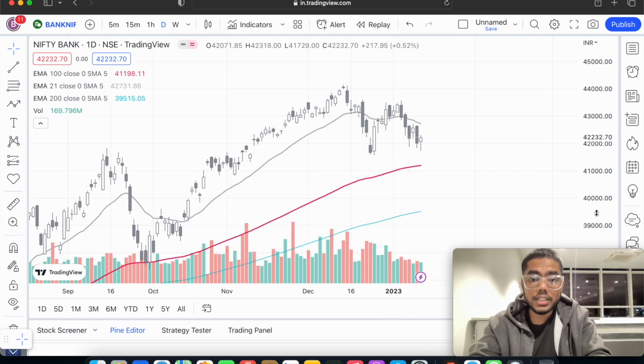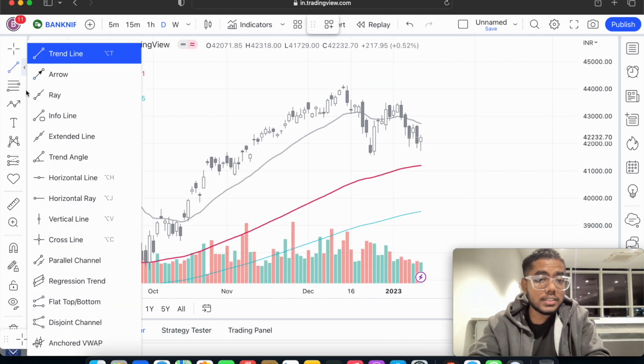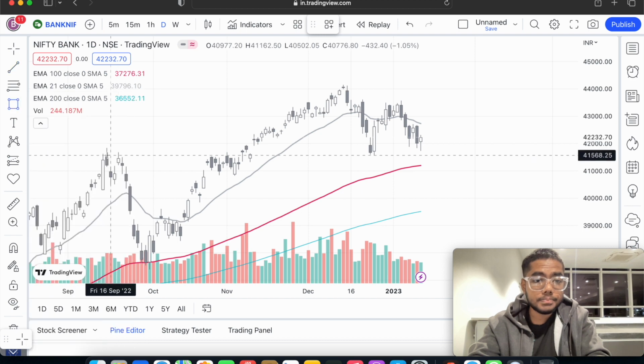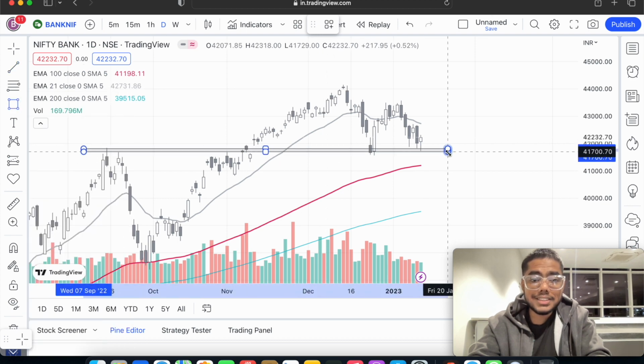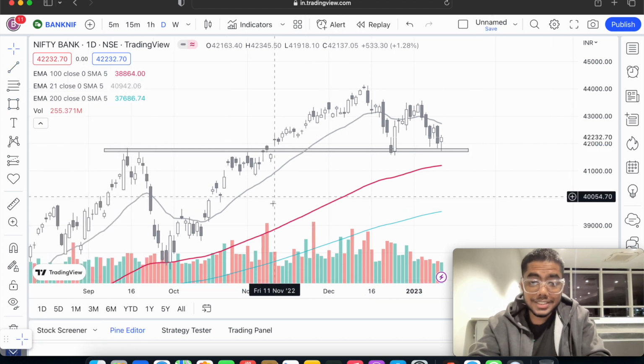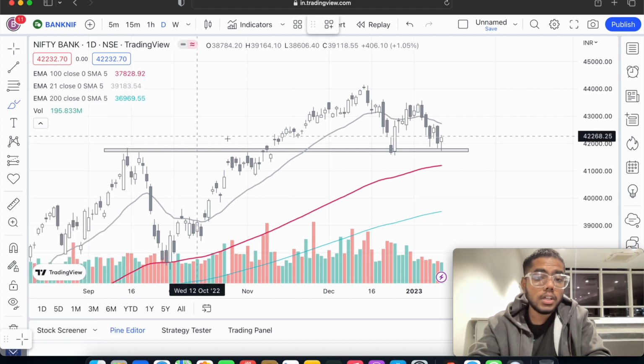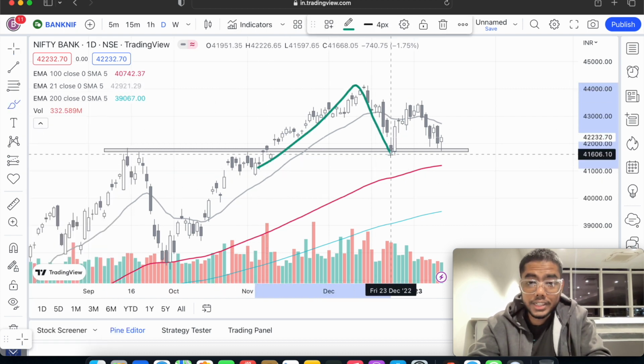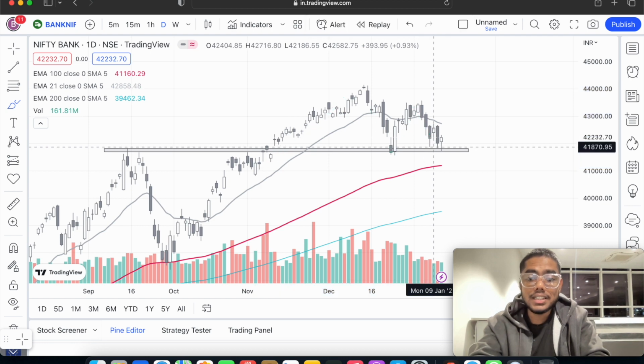If I remove the drawings again, you can see that this is the support zone I'm talking about. This is the one. This is a major CIP zone. This is a breakout zone. That's what I'm talking about. The price previously broke it, it retested it, and again it is trading near this level only.